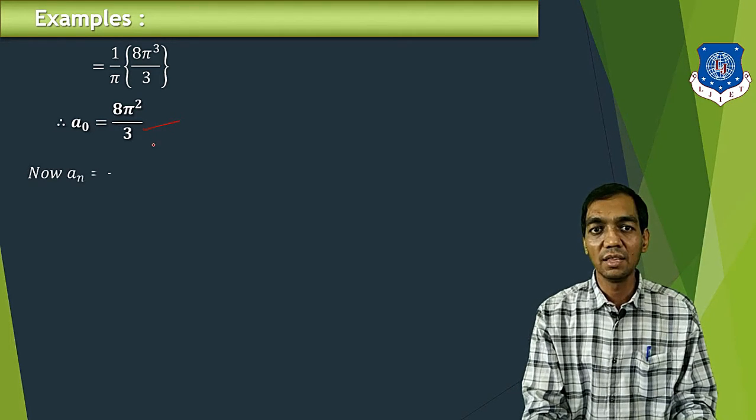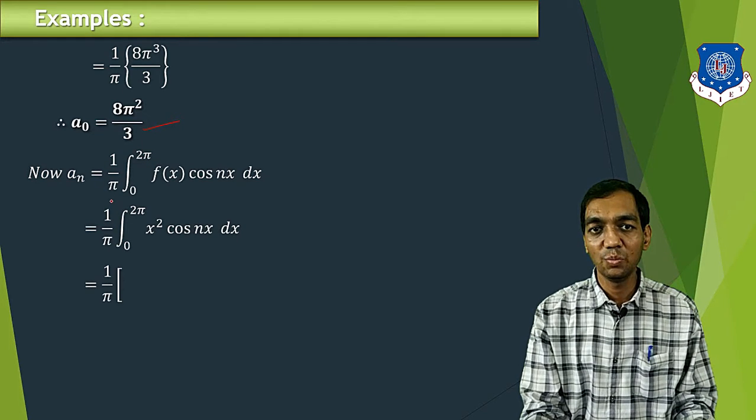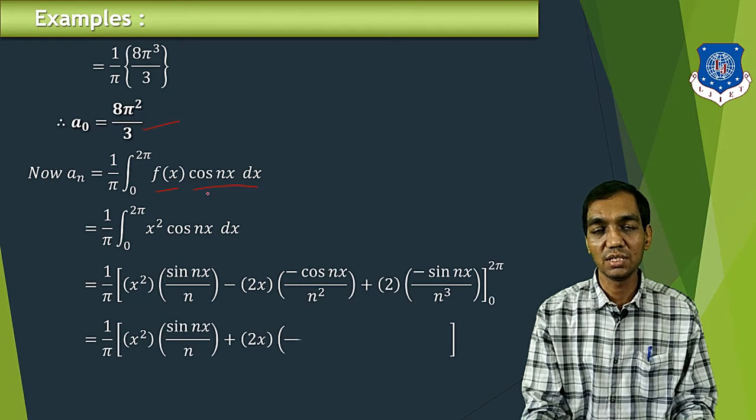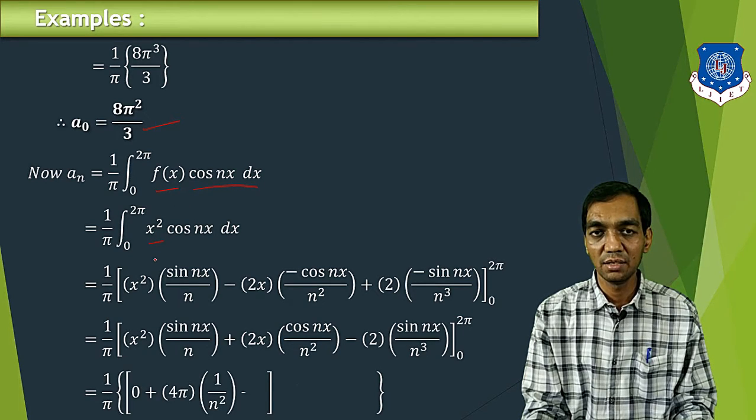Correct? Now we are going on to an. An will be 1 upon pi integration from 0 to 2 pi f(x) into cos nx dx. So f(x) is your x square, and cos nx remains as it is.